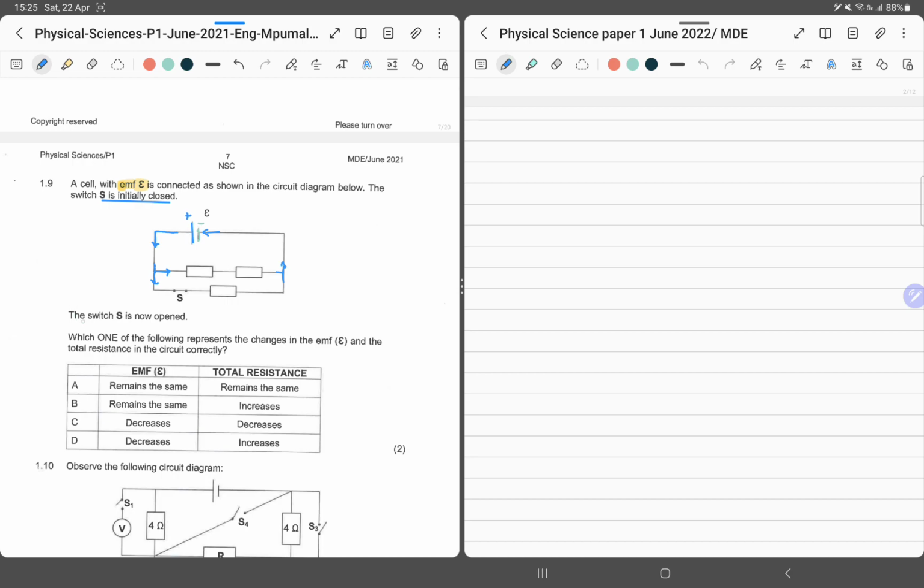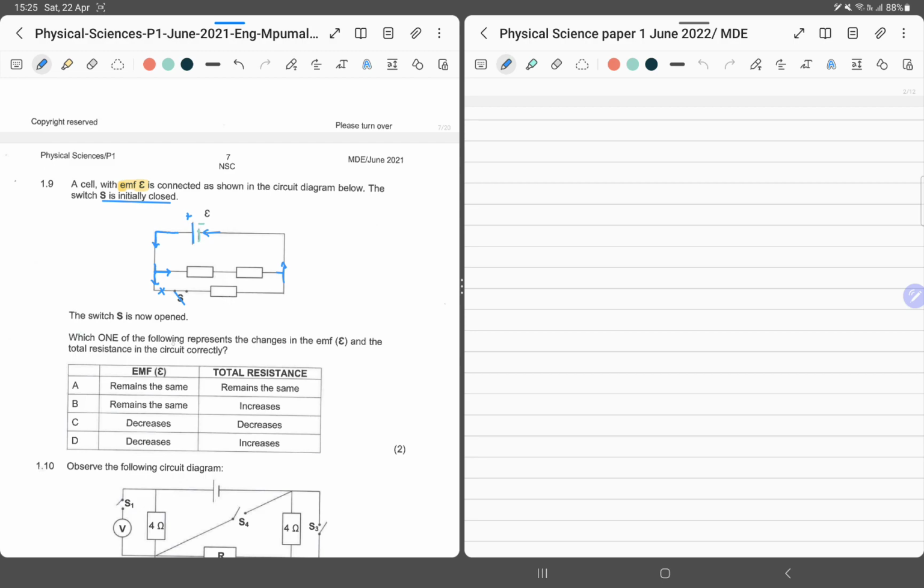Now let's look at this one. The switch S is now opened. So when we open this switch, what happens? That means we're cancelling this section. The current doesn't pass through there. Creates a high resistance, won't even reflux back. So it means current will only move on the complete circuit only. So it moves that way. So we're cancelling out this resistance.